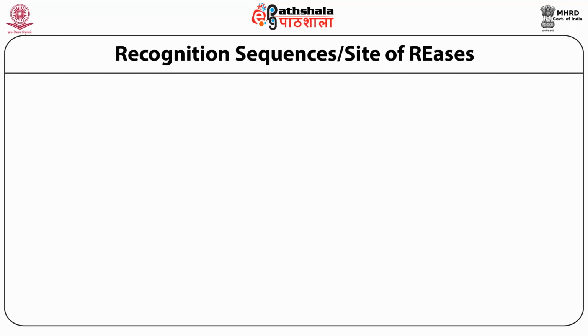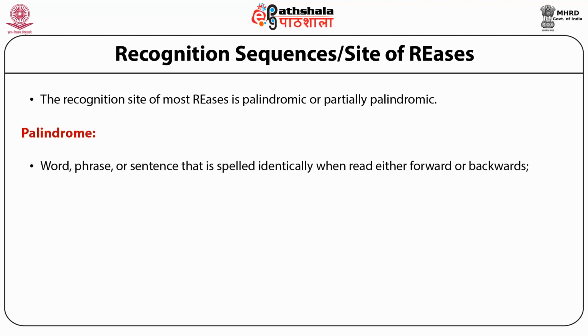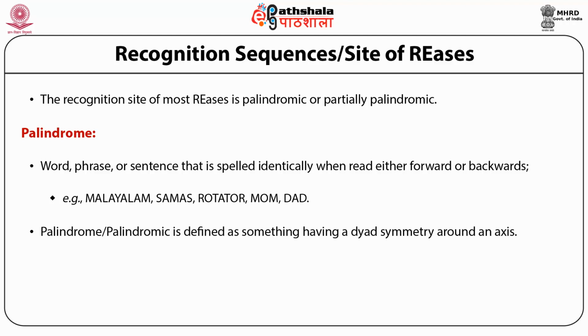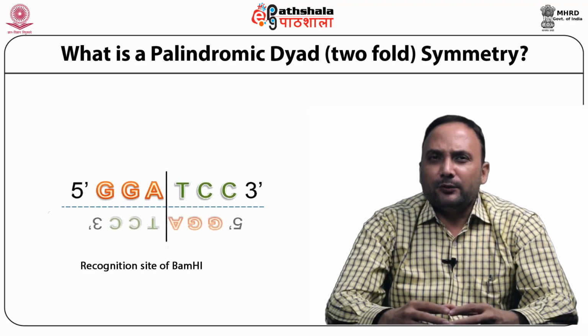Recognition sequence of these REases: the recognition site of most REases is palindromic or partially palindromic. What do we mean by palindrome? It is usually a word, phrase, or sentence that can be spelled identically when read either forward or backwards, such as Malayalam, Madam, Rotator, Mom, Dad. Palindrome or palindromic is defined as something having a dyad symmetry around an axis. Actually, what is a palindromic dyad or twofold symmetry?